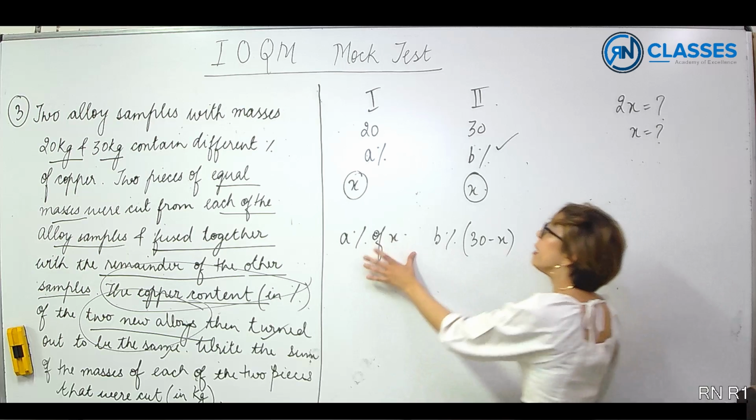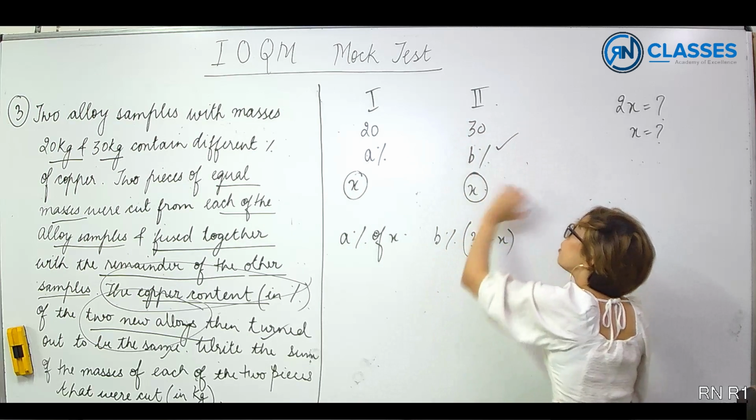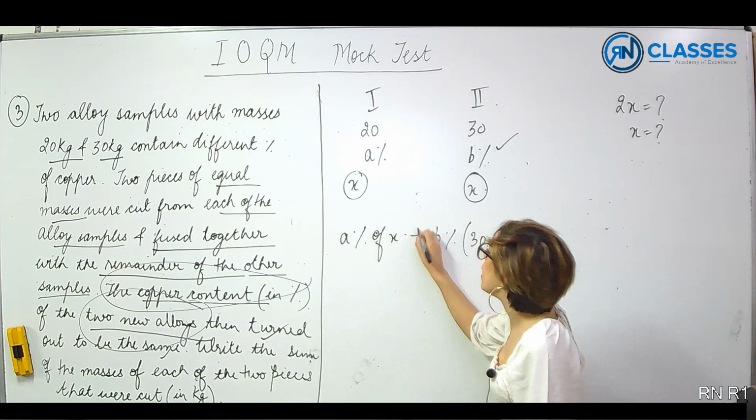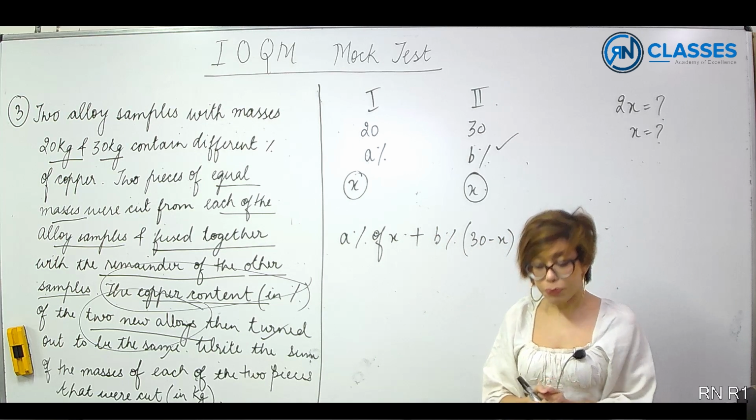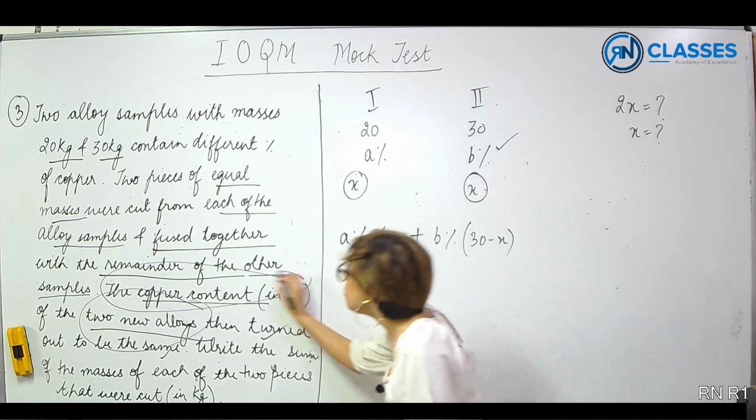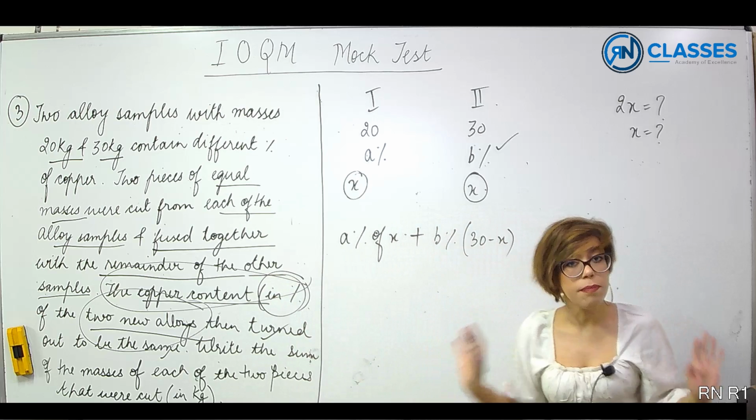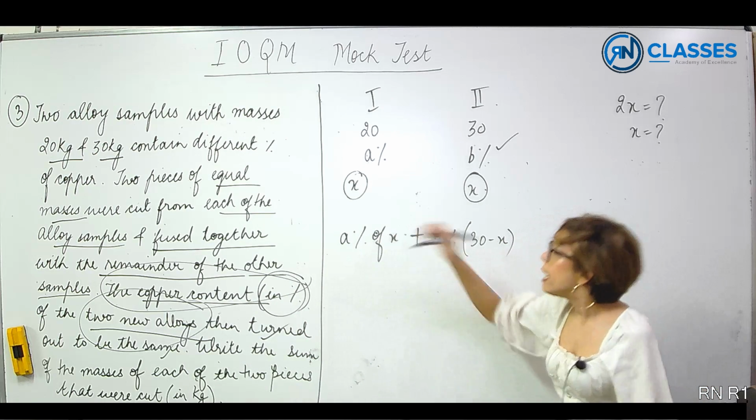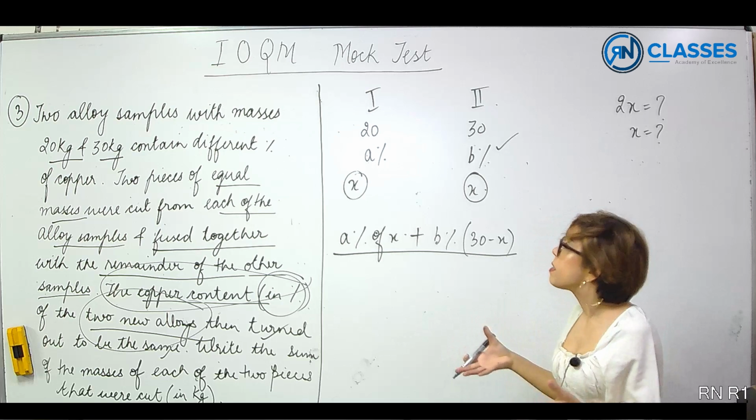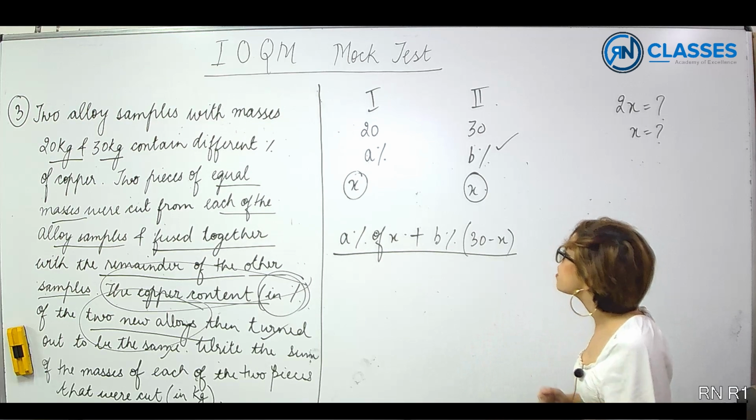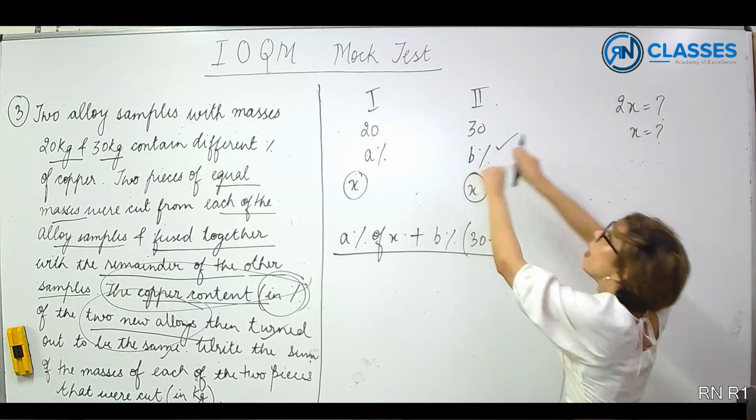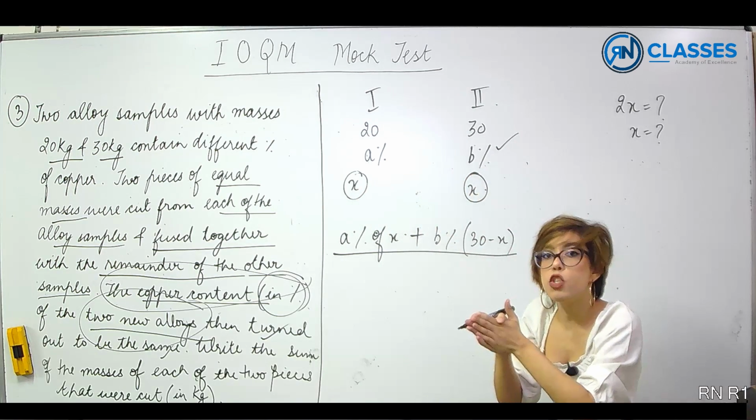Right? Copper content from this piece, copper content from the remaining piece. Obviously, I have fused them together. So, in total, my copper content is this. Now, he says in percent. Okay, so copper content I need to divide by the total mass. Now, mind it, here x kg, here 30 minus x kg. In total, how much? 30.